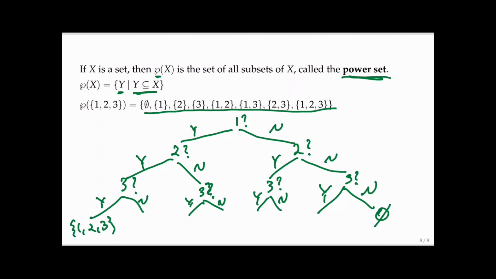And for example, if we were to follow this path right here, so 1 is an element, but 2 is not an element, yet 3 is an element, we would end up with the set {1, 3}. As an exercise, it might be useful to write down the sets that each of these paths actually leads to. So this is the notion of a power set, and it will show up from time to time throughout the semester.